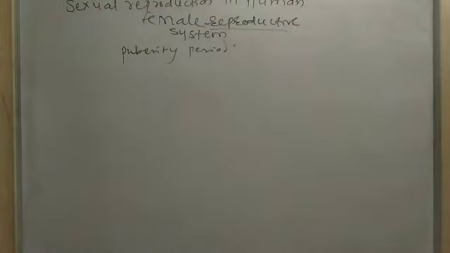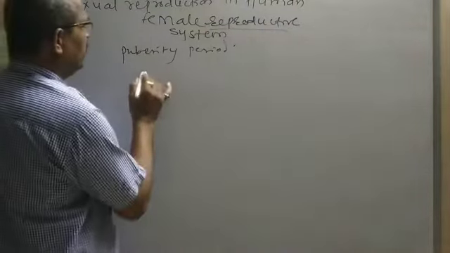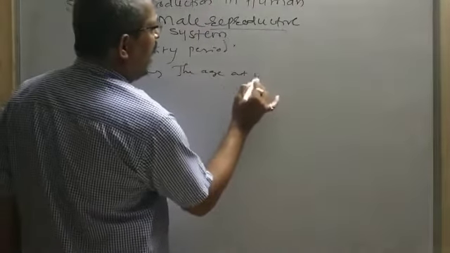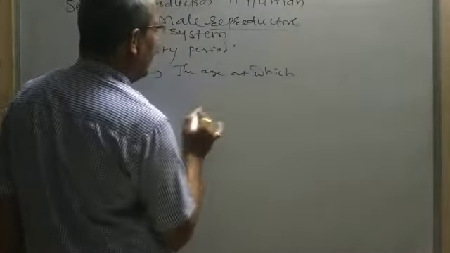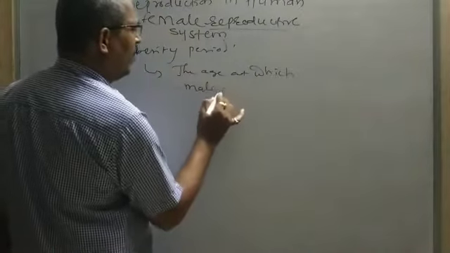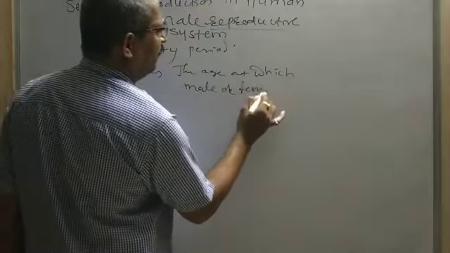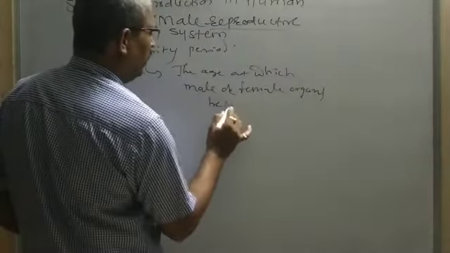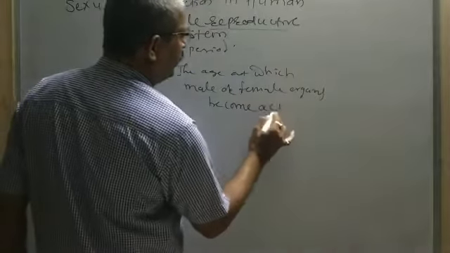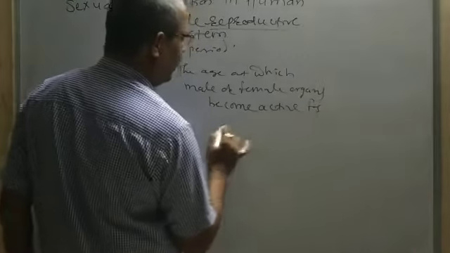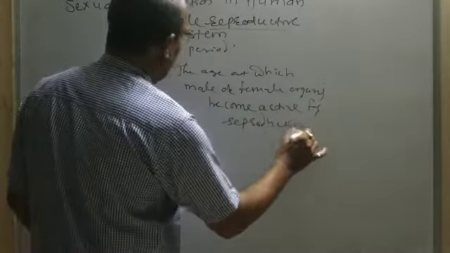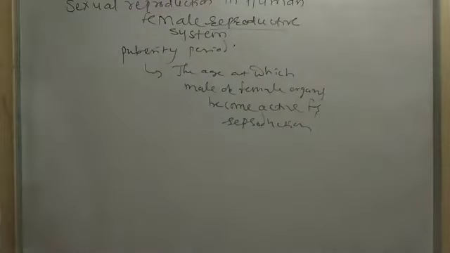What is meant by puberty? Puberty means the age at which male or female organs become active for reproduction. That is called the puberty period.